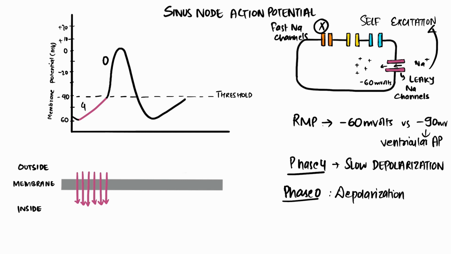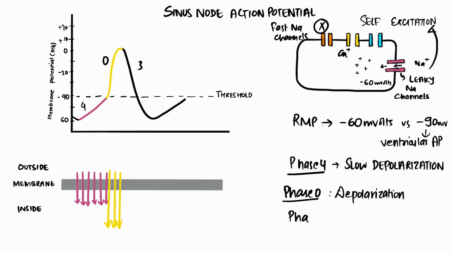Now, phase 0 depolarization. The continuous leakiness of sodium causes the membrane potential to reach a threshold voltage at which the L-type calcium channels become activated. Hence, there is a rapid influx of calcium causing the action potential. And as we know, calcium channels are slower to open and remain open for a longer period of time, so the action potential is also slower to develop.